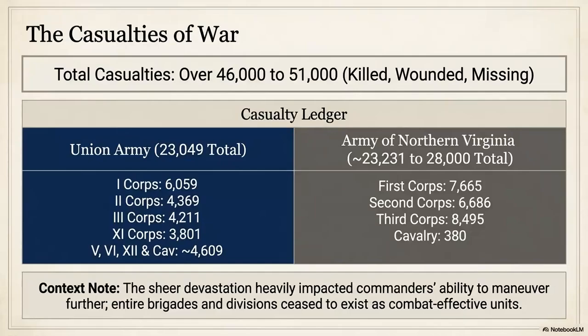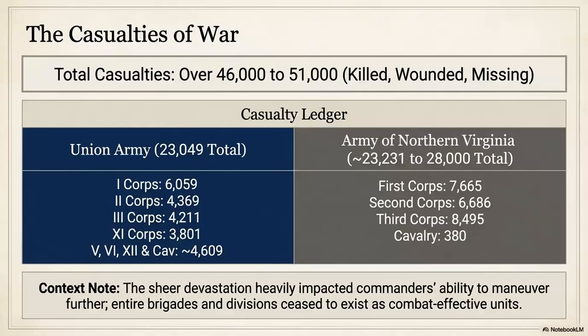Finally, we examine the casualties of war, detailing the staggering human cost of the three-day battle. Total casualties range from over 46,000 to 51,000 killed, wounded, or missing. The casualty ledger reveals the toll on both sides. The Union Army sustained 23,049 total losses, heavily hitting the First Corps with over 6,000 casualties, followed by the 2nd, 3rd, and 11th Corps. Meanwhile, the Confederate Army of Northern Virginia suffered between 23,231 and 28,000 total losses, with the 3rd Corps bearing the brunt at nearly 8,500 casualties.